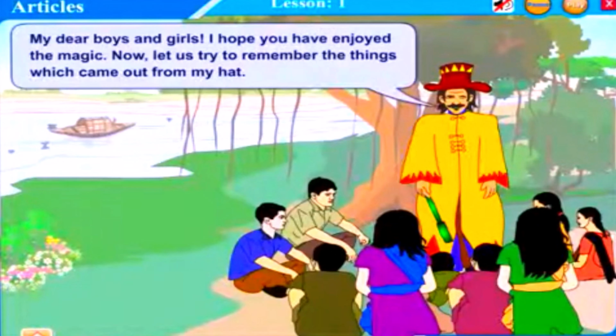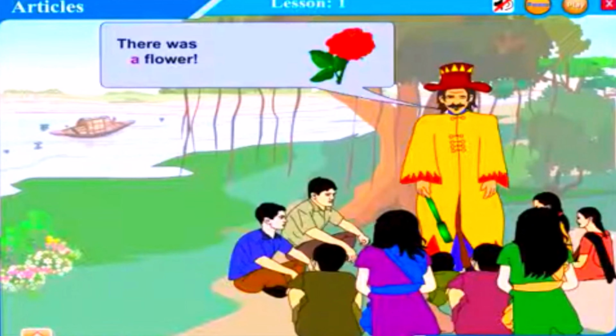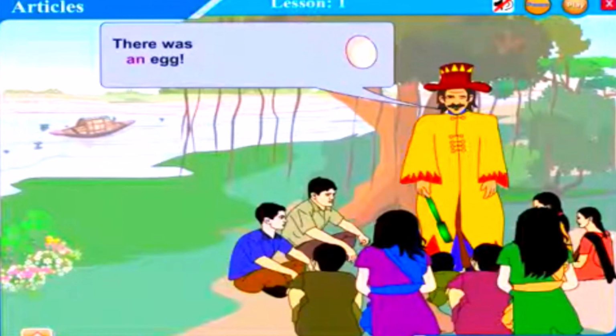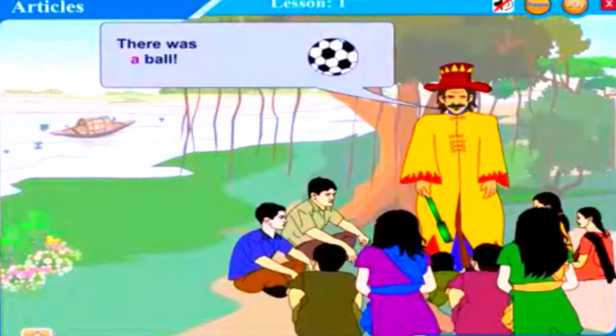My dear boys and girls, I hope you have enjoyed the magic. Now, let us try to remember the things which came out from my hat. There was a flower. There was an egg. There was a ball.